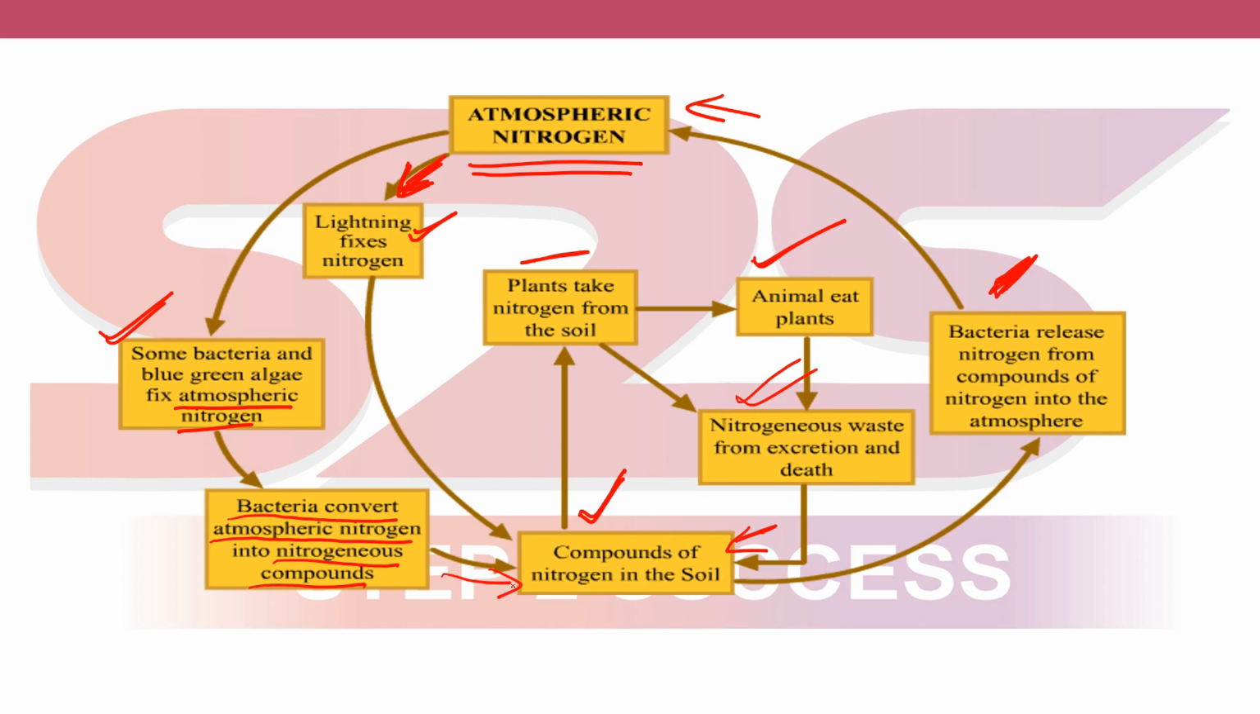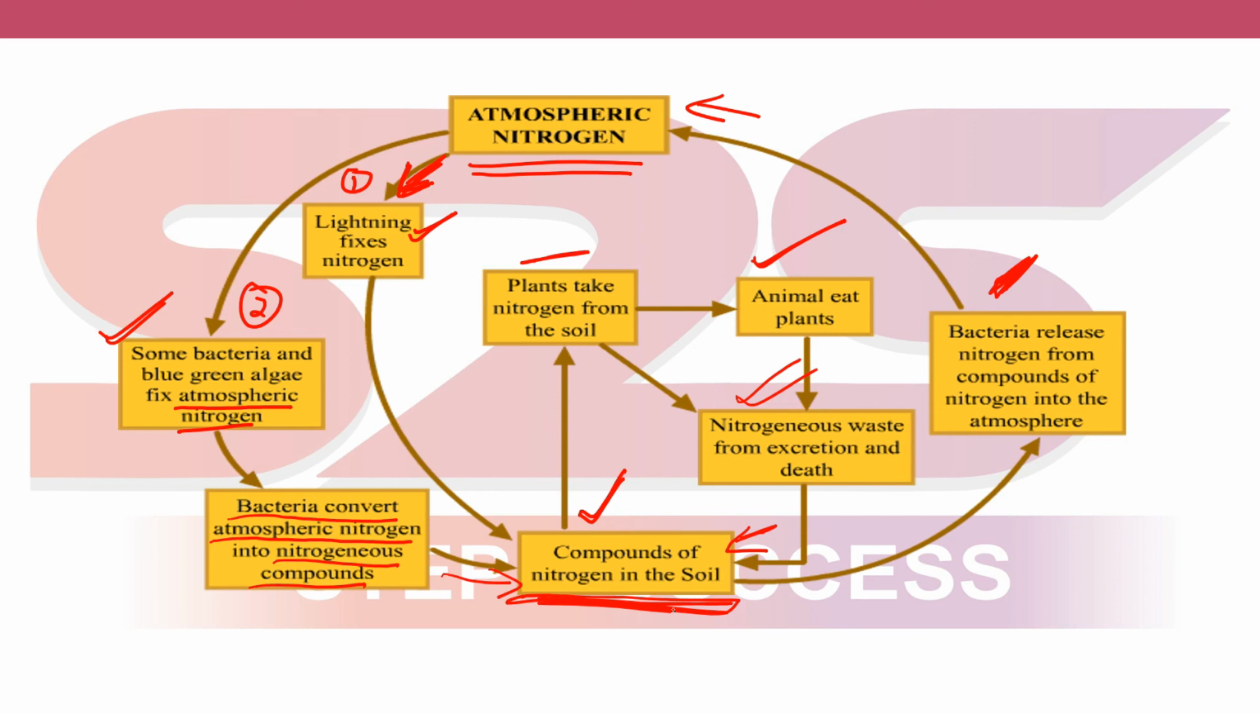So this is a very clear diagram which shows the actual process of the nitrogen cycle. The atmospheric nitrogen in two ways can be fixed, either by lightning or by some bacteria and blue-green algae, and the bacteria convert atmospheric nitrogen into nitrogenous compounds. In both cases, they finally form the compounds of nitrogen in the soil. From there, it goes to two sources. Plants take the nitrogen from the soil, and some bacteria release nitrogen from the compounds directly into nitrogen gas and it goes back to the atmosphere.